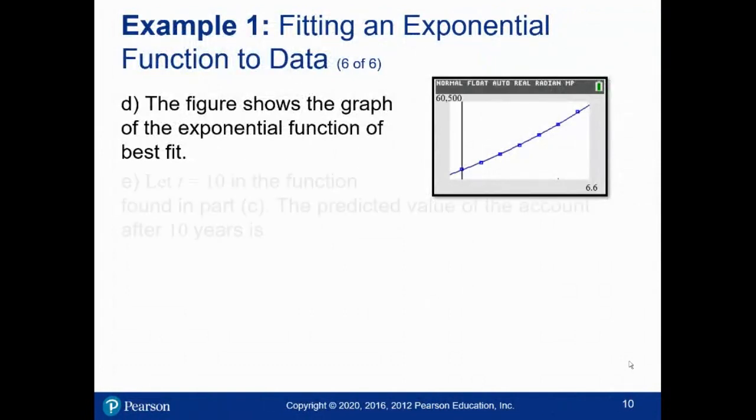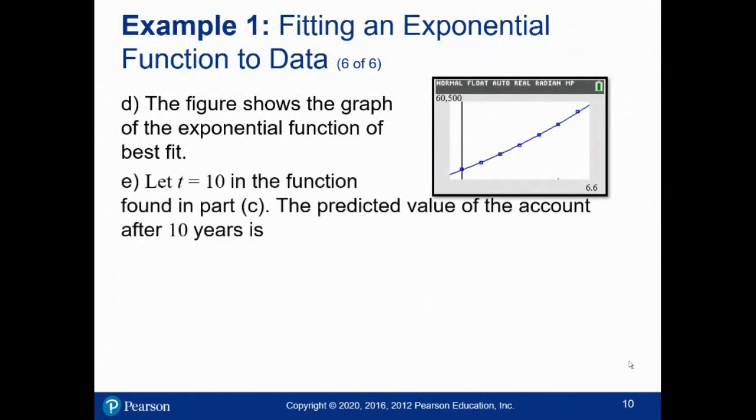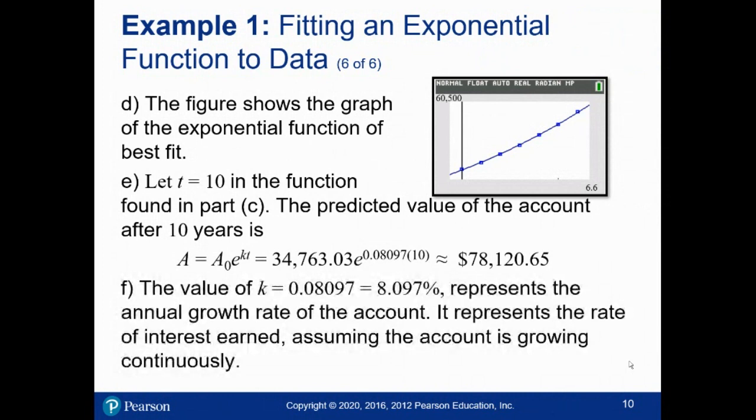So there we can graph it. If we let t equal 10, we just have to plug it in now, and that tells us $78,000. And finally, k, remember, represents the annual growth rate, 8%.